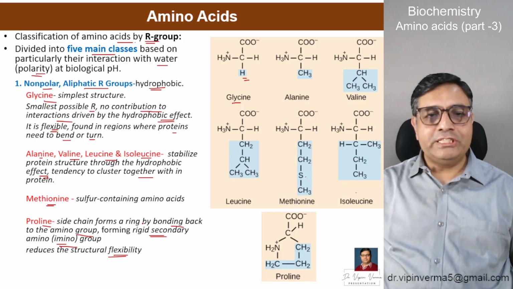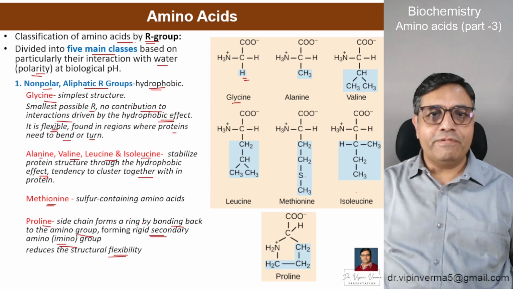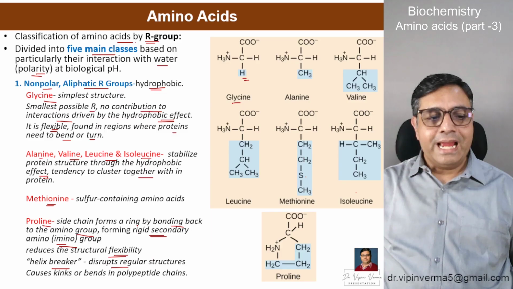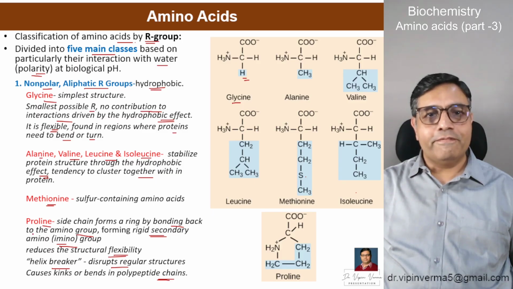So in the polypeptide chain, wherever flexibility is not required, and rigidity or a kink is required, prolines come into the picture. It is also called a helix breaker because it disrupts the regular structures of the protein, and it causes kinks or bends in the polypeptide chain. Therefore, proline is a very different amino acid as compared to the other amino acids.